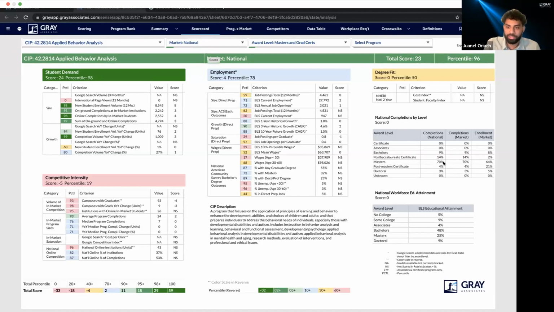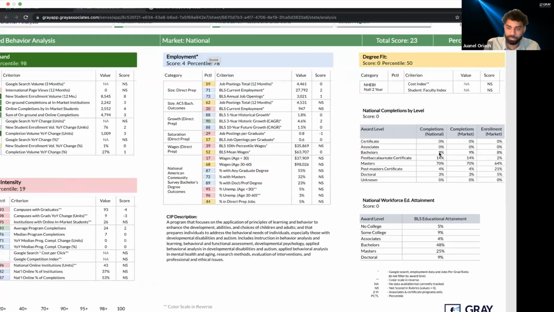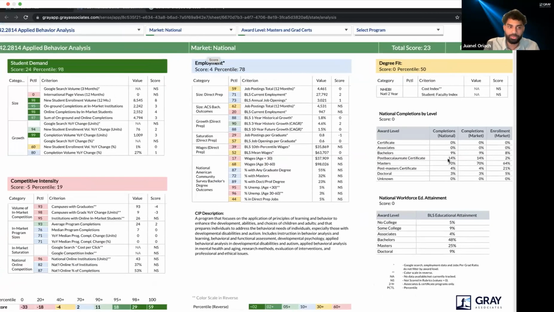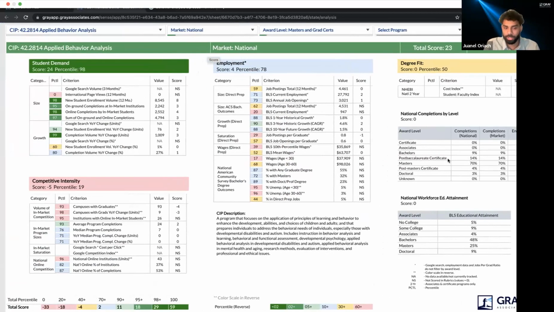Great. So I filtered this in at the master's level. I am seeing 9% completions at the bachelor's level, so it does exist, but most of the completions here were at the master's level. So I did bring in a master's rubric. And immediately what strikes me here is the student demand being green and then the employment being this light yellow, which isn't as strong as the green, but it's still better than average. And then we're going to see this pink for competitive intensity.